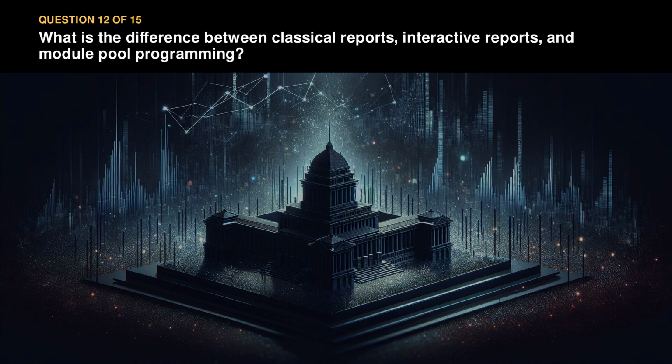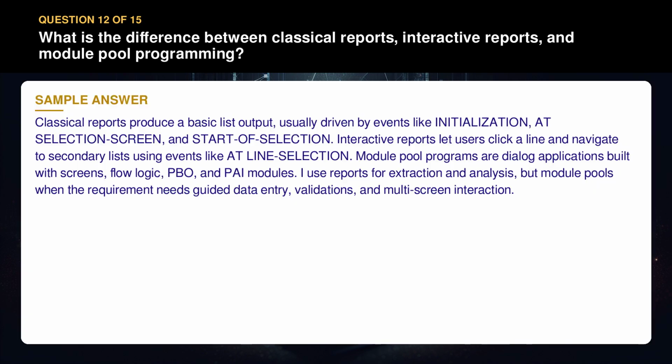Question 12. What is the difference between classical reports, interactive reports, and module pool programming? Classical reports produce a basic list output, usually driven by events like initialization, at selection-screen, and start-of-selection. Interactive reports let users click a line and navigate to secondary lists using events like at line-selection. Module pool programs are dialog applications built with screens, flow logic, PBO, and PAI modules. I use reports for extraction and analysis, but module pools when the requirement needs guided data entry, validations, and multi-screen interaction.